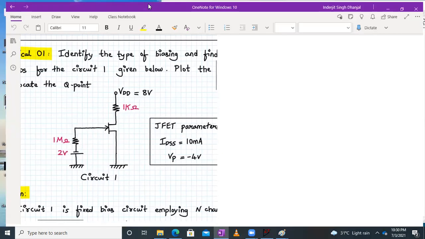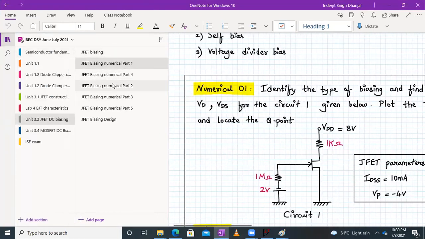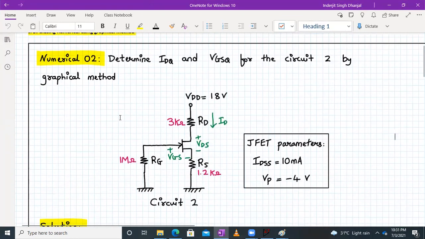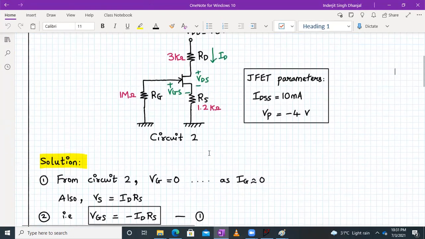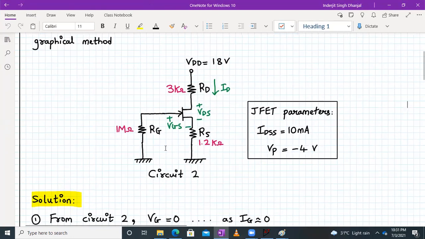So let us move on to the next numerical now. So this was about numerical number 1. We'll move on to the next part. Okay, so for numerical number 2, we have to determine IDQ and VGSQ for the circuit number 2 by graphical method. So if you identify carefully, the circuit number 2 is the self-biasing circuit. Okay, why self-biasing? Because your gate terminal is directly connected with a resistor. So that means the gate voltage is 0 because the current flowing through the resistor RG, that is gate current, is 0. Fine. So this is a self-biased circuit.